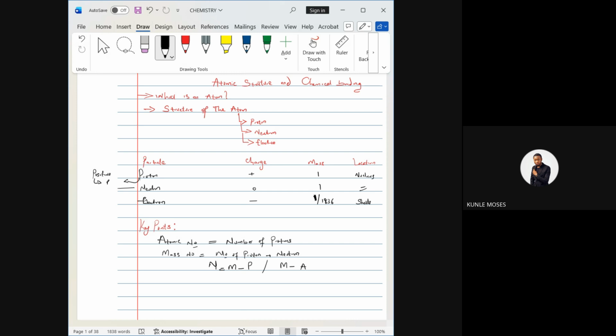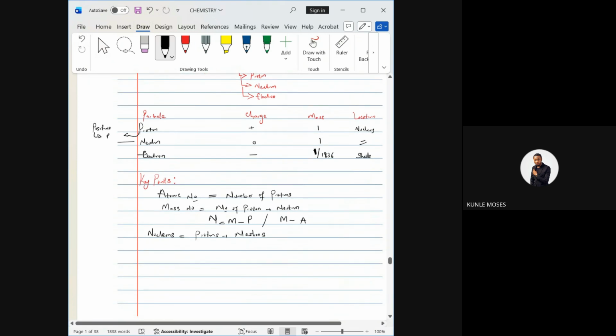So another thing they always ask is when they ask for the nucleons. In case you see a question, if they are not asking based on mass number or neutron, if you see nucleons, nucleons is equal to the protons plus neutrons. In case you see a question on that. So that's all about that. All these things they may not ask actually.